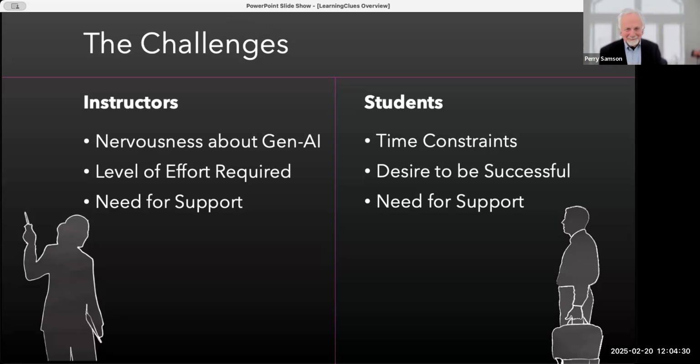They need support. And sometimes you're not available, or your instructor is not available when they are. So these are the challenges we're trying to deal with in the system we're creating here.